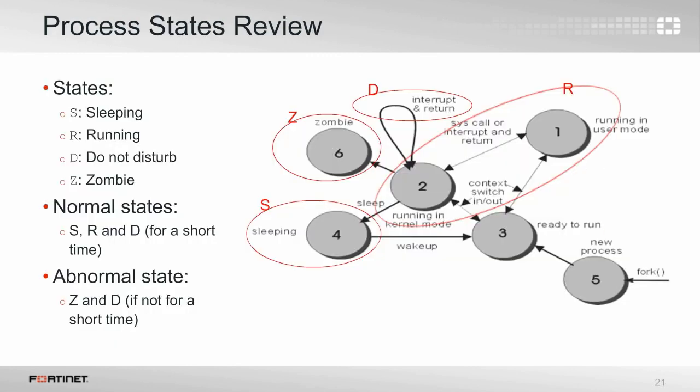The command diagnose sys top shows the state of each process. A process can be in one of four states: sleeping, S, running, R, do not disturb, D, or zombie, Z. The S and R states are normal. It is also normal if a process goes briefly to D state. The Z state is not normal. Also, it is not normal if a process stays in D state for a long time. This usually indicates that the process is not working properly.